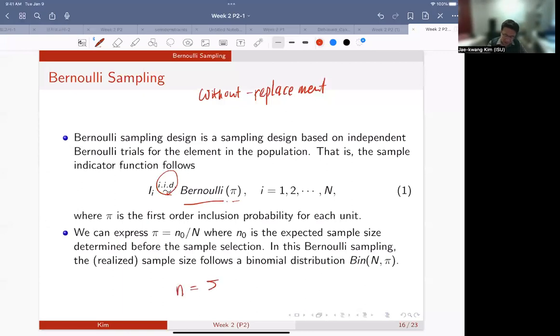N is the realized sample size. And n0 is defined to be the expected sample size. But here, we assume the pi i's are all equal. So then we end up getting n times pi, right? So that is the expectation. So basically the realized sample size follows the binomial distribution, right? This is the sum of independent IID Bernoulli trials, so it is a binomial distribution.